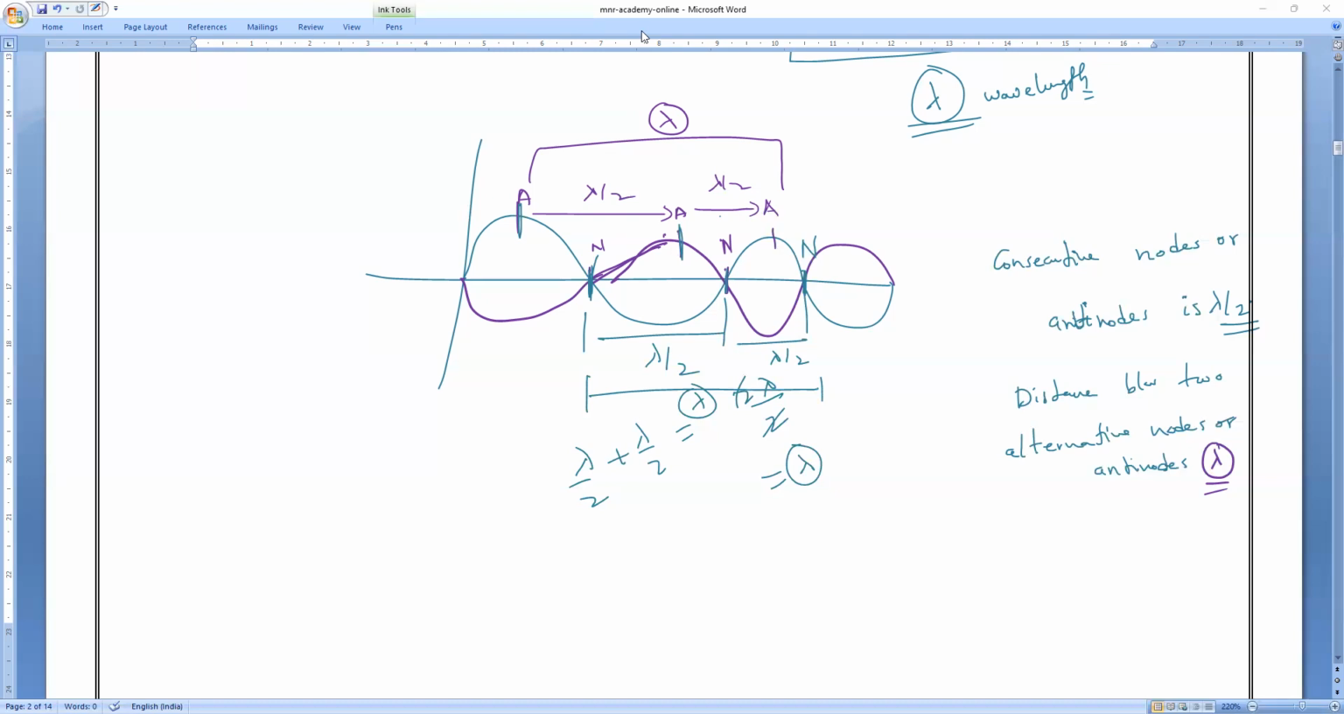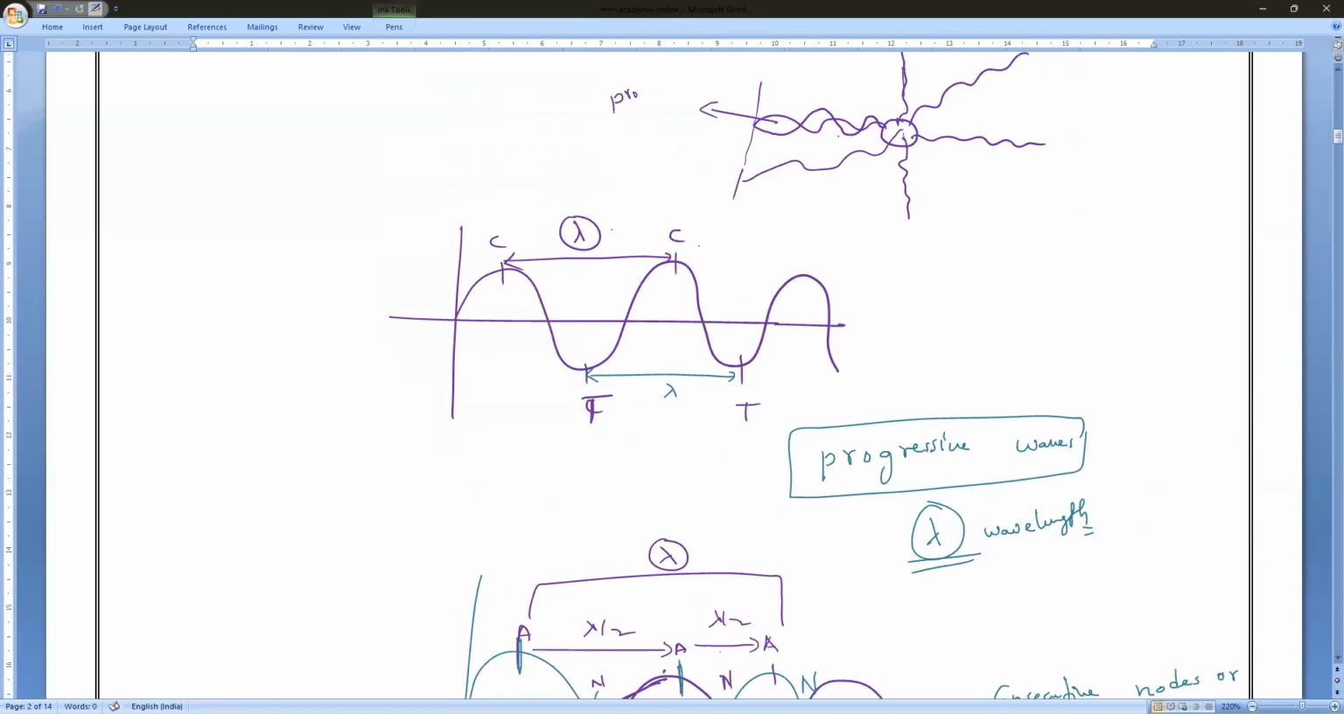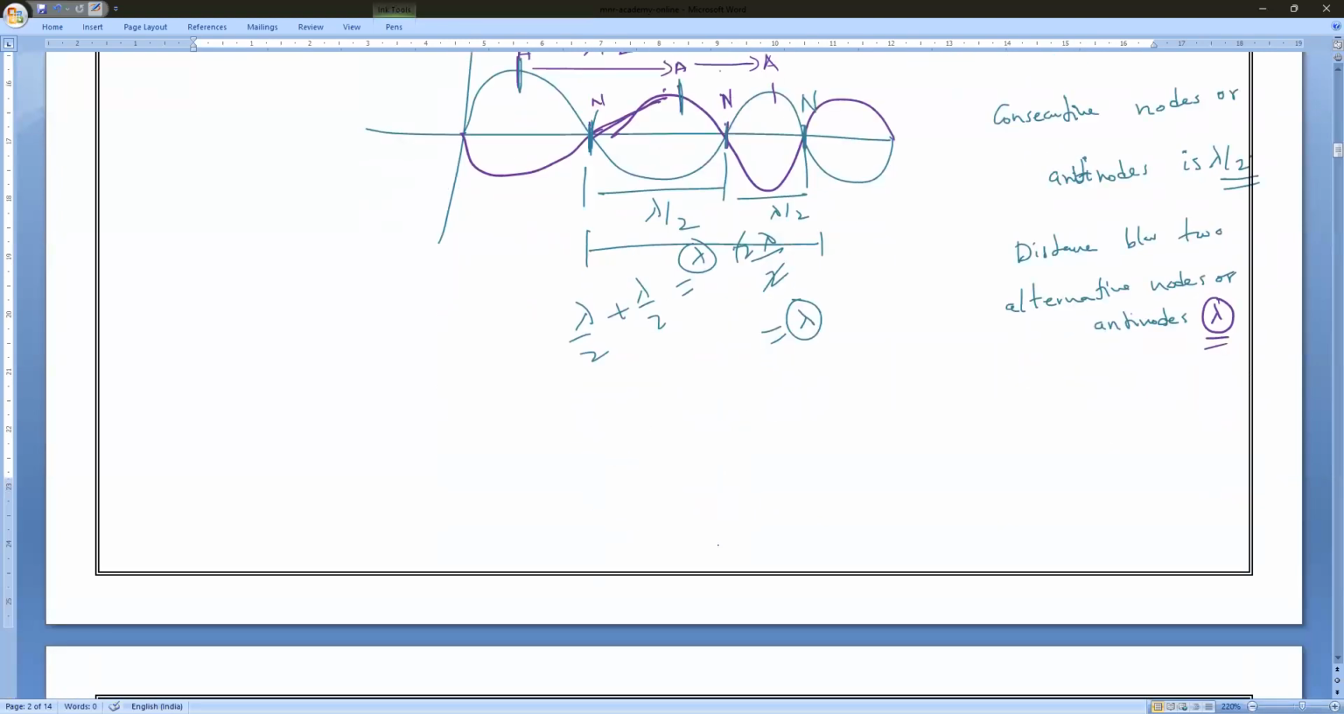Everyone? Yes, sir. The distance between crest to crest is lambda, and node to node or antinode to antinode is lambda by 2. So that is what you have to remember. Okay, so this is what it is about.